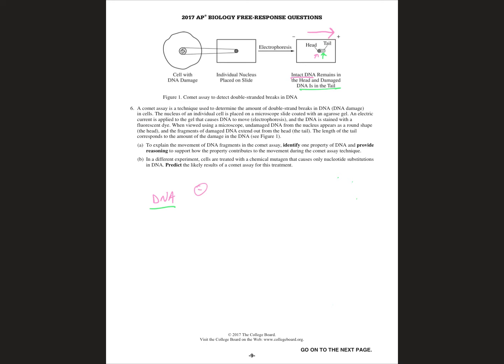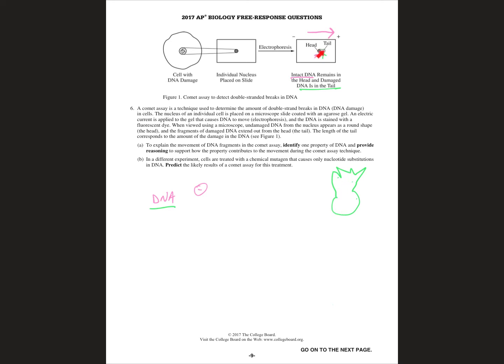Identify one property of DNA to provide the reasoning to support how the property contributes to the movement during the comet assay technique. I already answered it, oddly, that DNA has a negative charge, so it's going to move towards the positive end. They call it a comet, by the way, because a comet coming to Earth has that tail of gases as it goes around the sun. In its orbit, a tail is formed in a comet. So that's why, when you see there's a head and a tail, just like in the comet, there's a head and a tail.